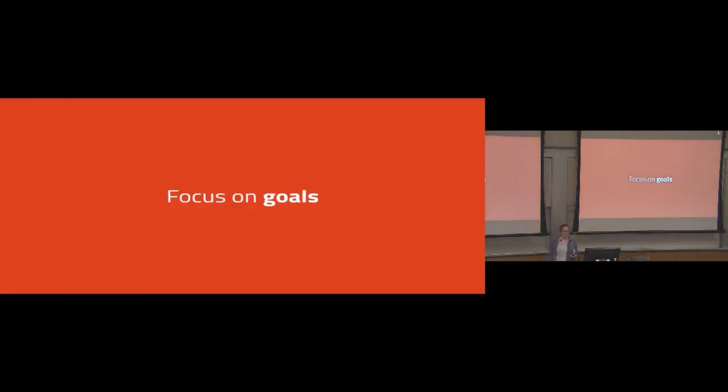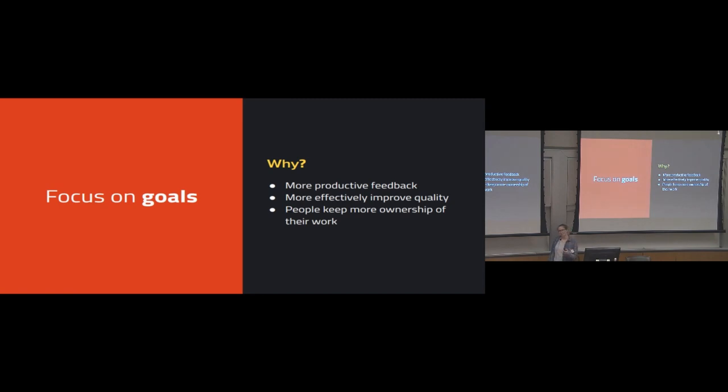Okay, focusing on goals. Why? It's more productive. You can more effectively improve the quality, because rather than saying change X to Y, you're saying let's do a better job of accomplishing this goal, and the person who wrote the code may have a better solution than change X to Y, but you won't really know if you just tell them what to do. And you give people more ownership of their work. Rather than saying, no, just do it my way, you say, here's the thing we need to work on, but it's still your project to decide how we fix it.